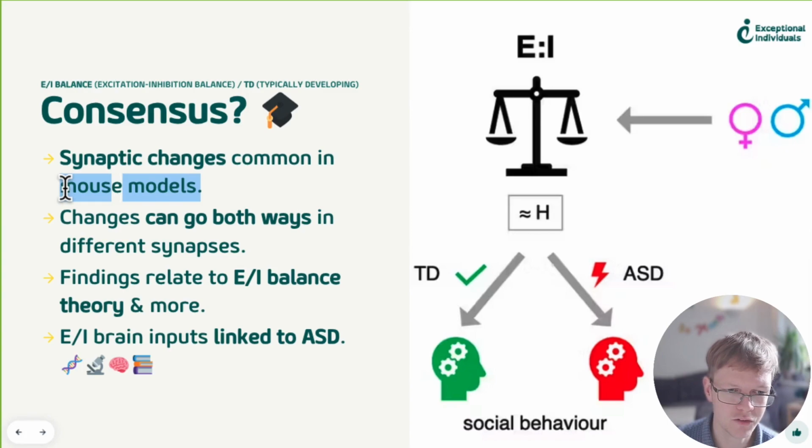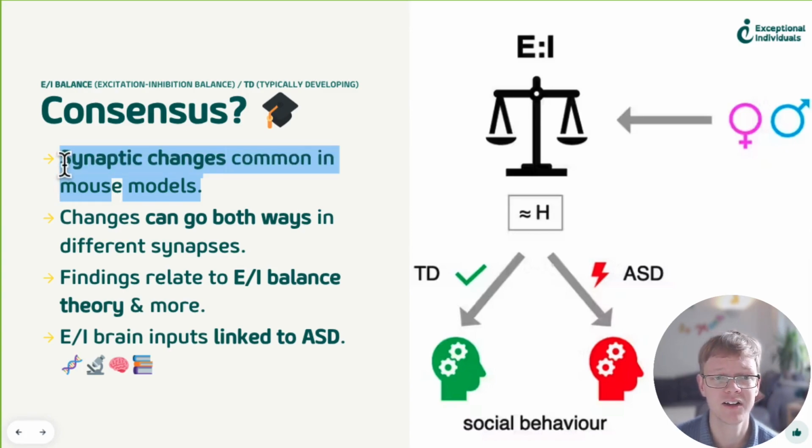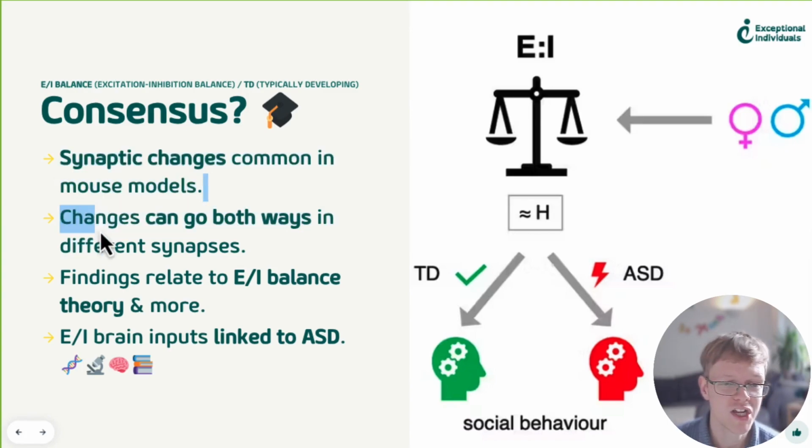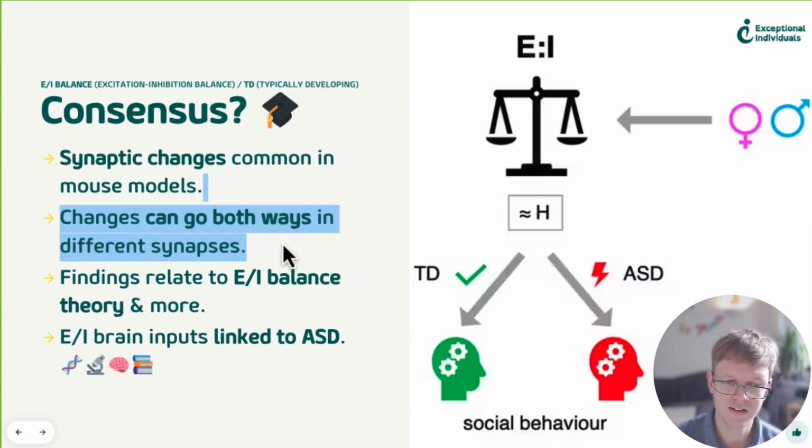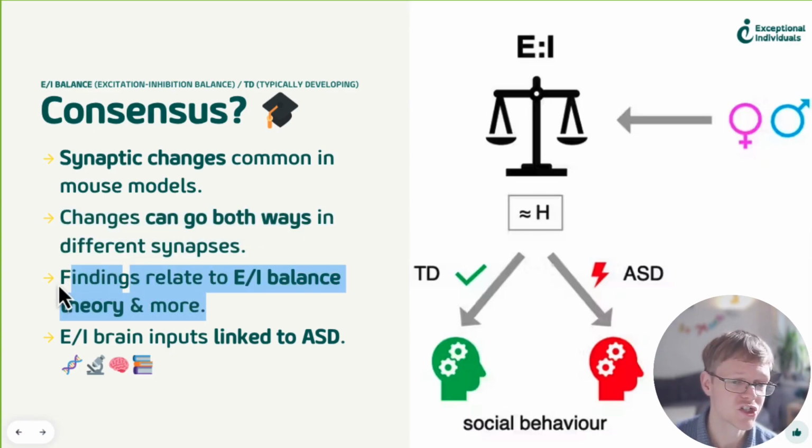When we have changed the mouse models, we notice that the side areas work worse. Changes can go both ways in different synapses. Both ways can change in terms of how information is passed to the inhibition balance theories and more. Currently, our findings are matching up with preconceived theories, and the balance input is linked to ASD. It's all linking up at the moment. Our research, our studies, our theories and hypotheses are linking up.